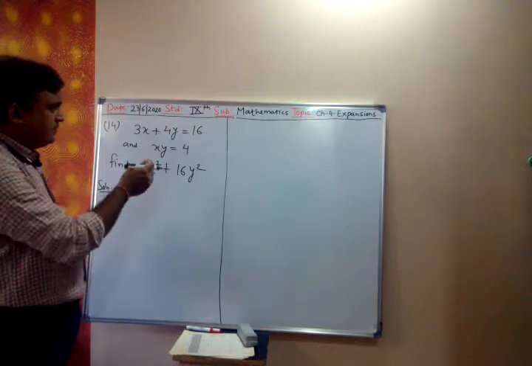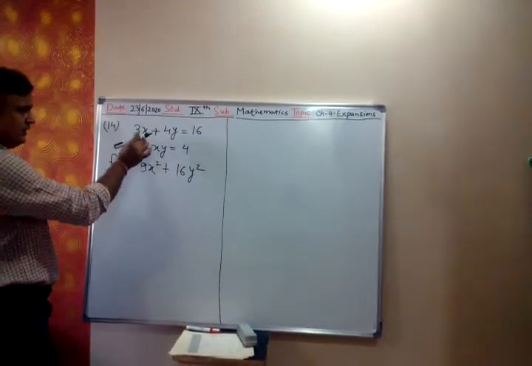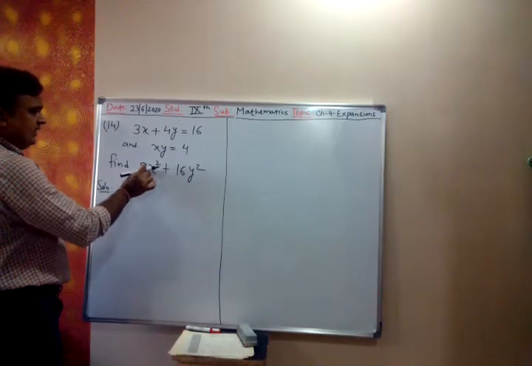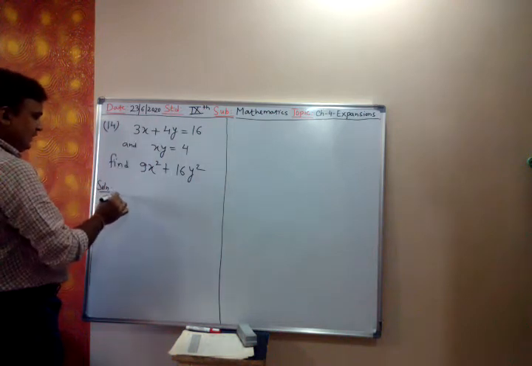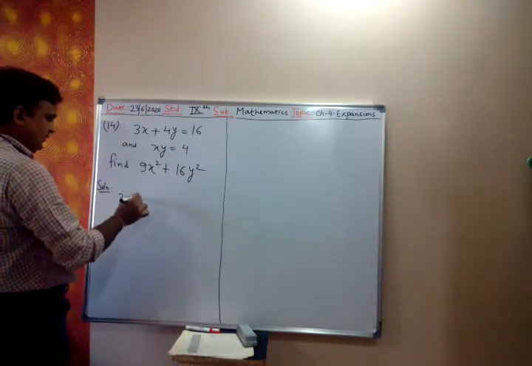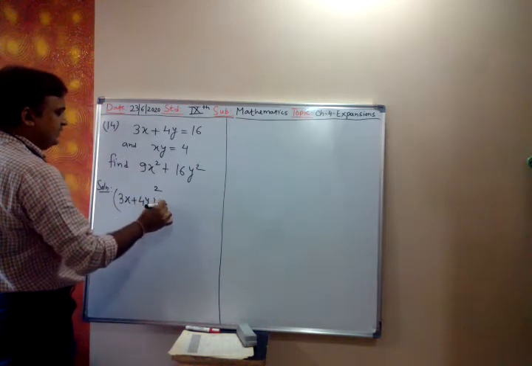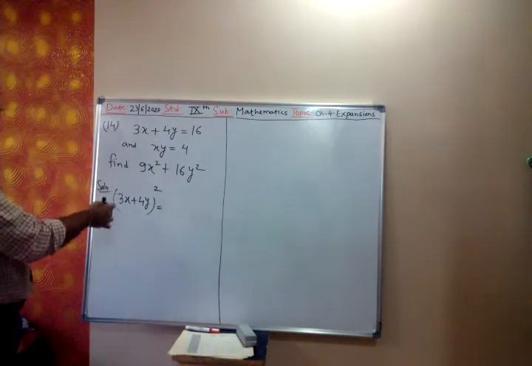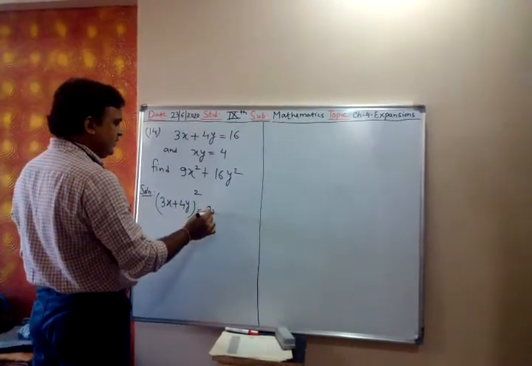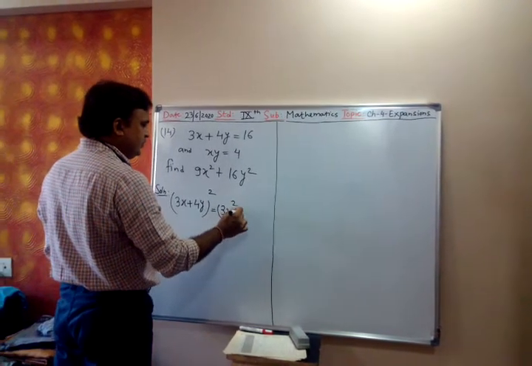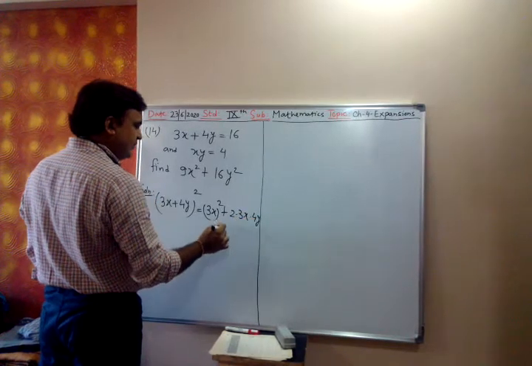So now, how will you solve this? There it is 9x square and 16y square. So this is nothing but 3x plus 4y whole square. We consider (a plus b) whole square and simplify that. A plus b whole square is a square plus 2ab plus b square, so that is 3x whole square plus 2 into 3x into 4y plus 4y whole square.